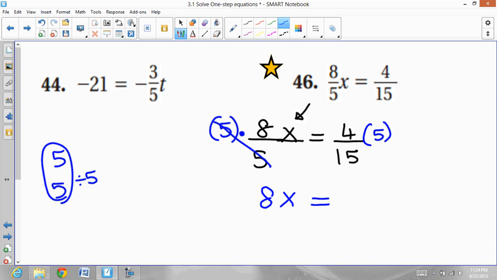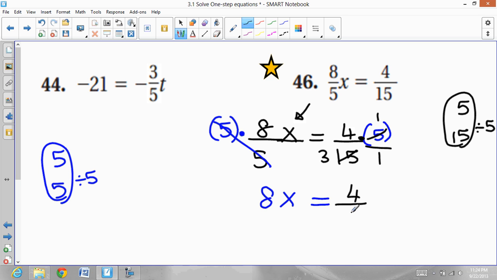Now on the right side, that looks like a fraction. I'm going to stick a 1 on the bottom to make it look like a fraction. Now remember, you are multiplying. So I'm looking for friendly numbers. I have a 5 on the top and a 15 on the bottom. They both look friendly because they both can be divided by 5. 5 divided by 5 gives me a 1. 15 divided by 5 gives me a 3. 4 times 1 is 4. 3 times 1 is 3.